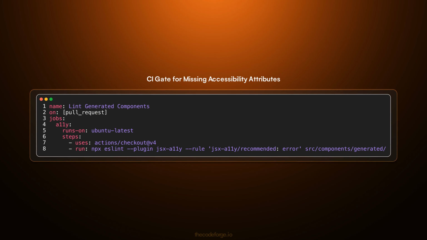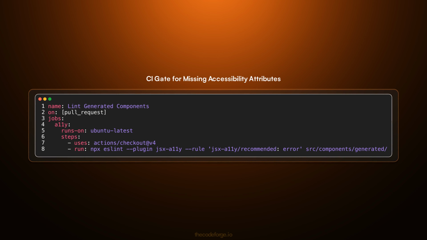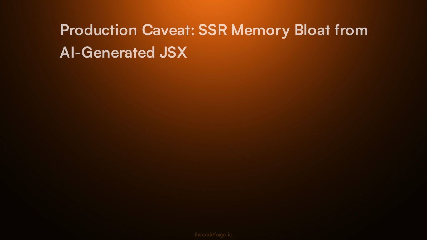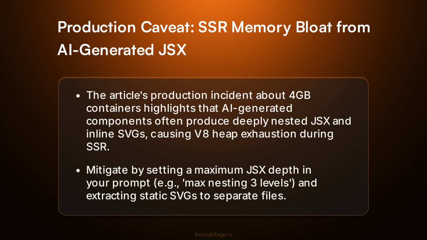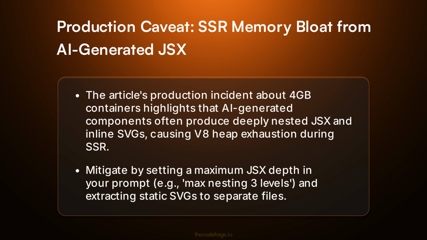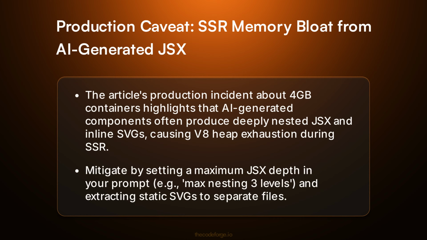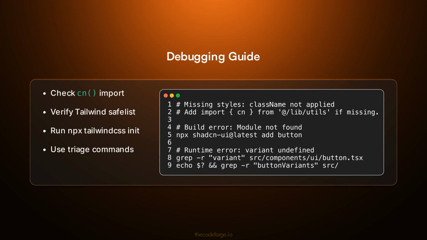The article mentions accessibility issues, but doesn't show a concrete CI check. Add this GitHub Actions step to enforce jsx-a11y rules on generated components, preventing missing aria attributes from shipping. The article's production incident about 4 GB containers highlights that AI-generated components often produce deeply nested JSX and inline SVGs, causing V8 heap exhaustion during SSR. Mitigate by setting a maximum JSX depth in your prompt, e.g., max nesting 3 levels, and extracting static SVGs to separate files.